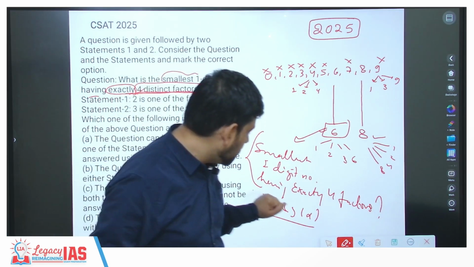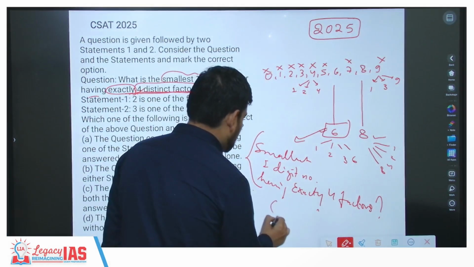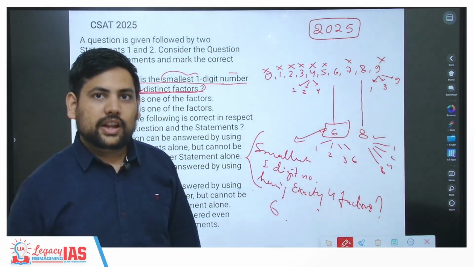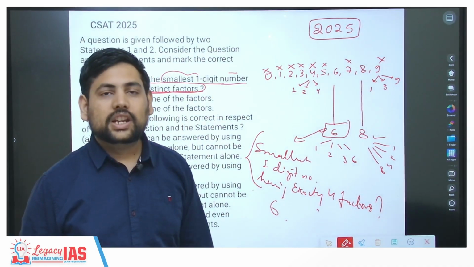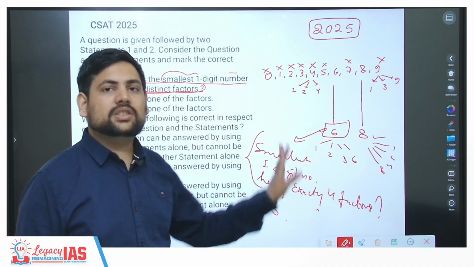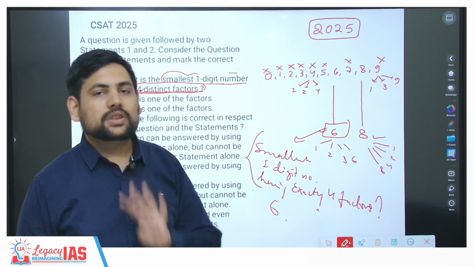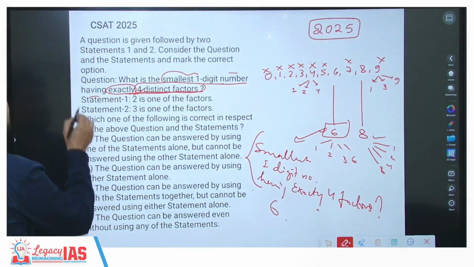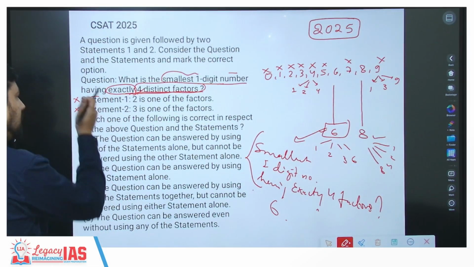It will eventually just give you the answer as 6. And that means you don't need any options, any statements also, because there is no discrepancy. This is the smallest one digit number that can have 4 distinct factors. So neither statement 1 nor statement 2, nothing is required.